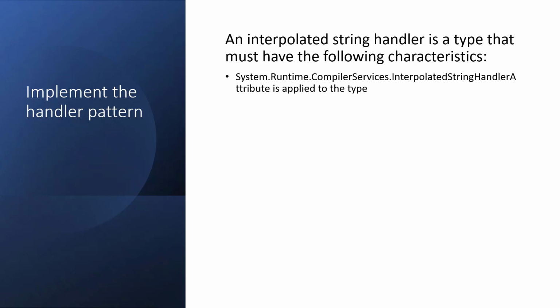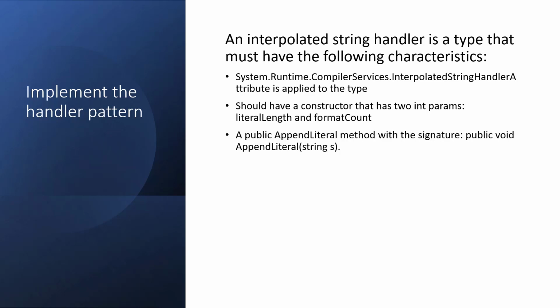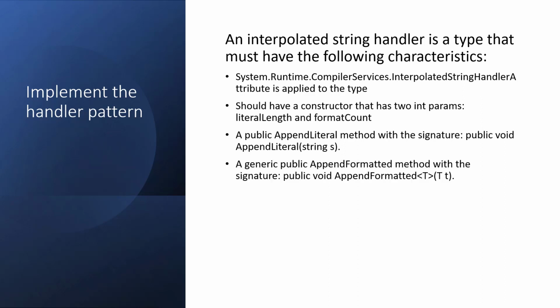The System.Runtime.CompilerServices.InterpolatedStringHandler attribute is applied to the type, and it should have a constructor that has 2 int parameters, literalLength and formattedCount, as we will see shortly, and a public AppendLiteral method with the signature public void AppendLiteral with a string passed in, and a generic public AppendFormatted method with the signature public void AppendFormatted<T>, where T is a generic type, and within parentheses, T, type T with a specific generic type.